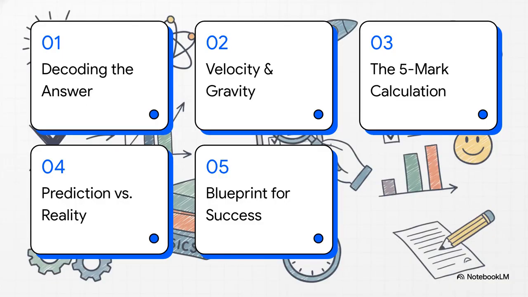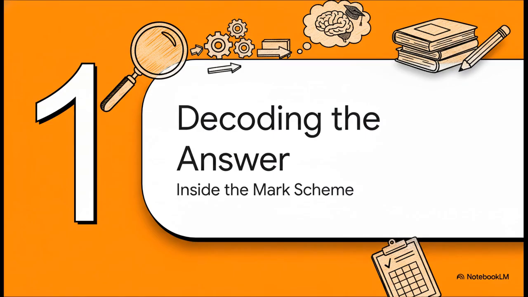So, here's the plan. We'll decode the perfect answer by looking inside that mark scheme. Then we'll tackle the question itself, all about velocity, gravity, and acceleration. We'll get into that big 5-mark calculation, check out the final part of the question, and then wrap up with a solid blueprint you can use for any exam. Right, let's kick things off.